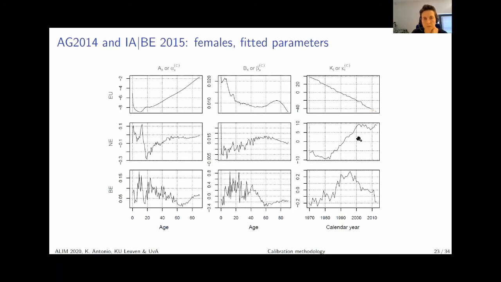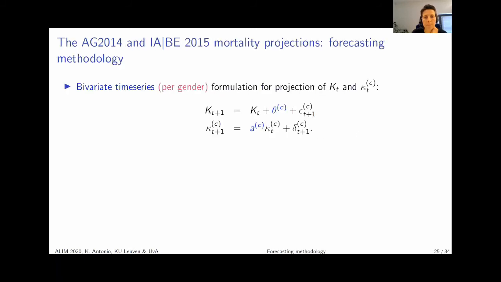That's the idea. Now, if you look at this specification, I'm going to build a bivariate time series model here. So I'm going to allow for correlation between the noise terms at the European level and the noise term at the country-specific level.